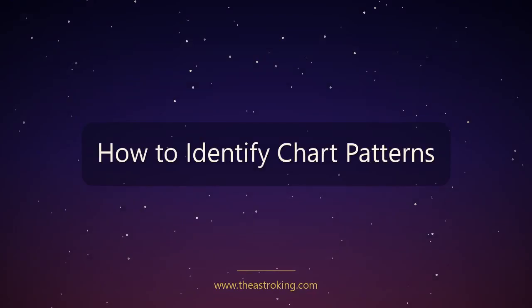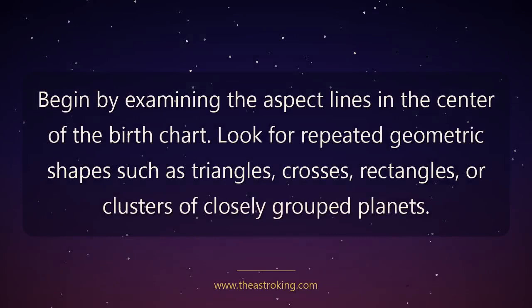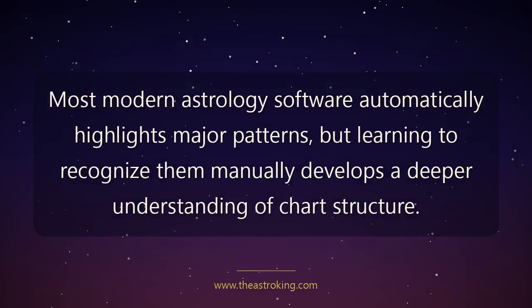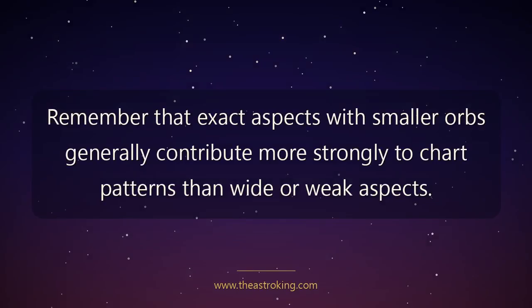How to identify chart patterns. Begin by examining the aspect lines in the center of the birth chart. Look for repeated geometric shapes such as triangles, crosses, rectangles, or clusters of closely grouped planets. Most modern astrology software automatically highlights major patterns, but learning to recognize them manually develops a deeper understanding of chart structure. Remember that exact aspects with smaller orbs generally contribute more strongly to chart patterns than wide or weak aspects.